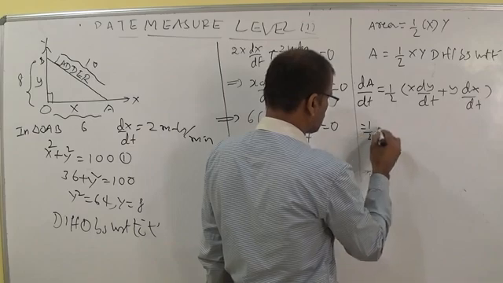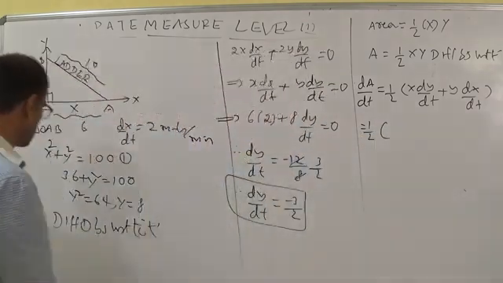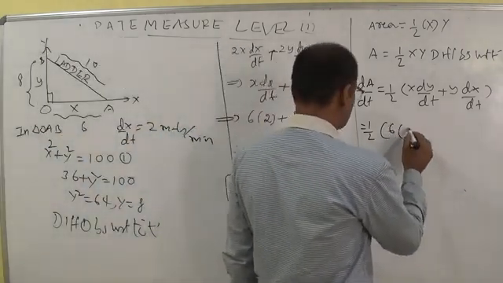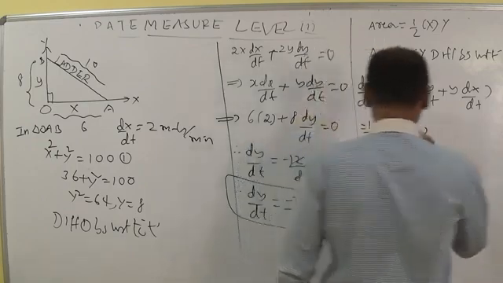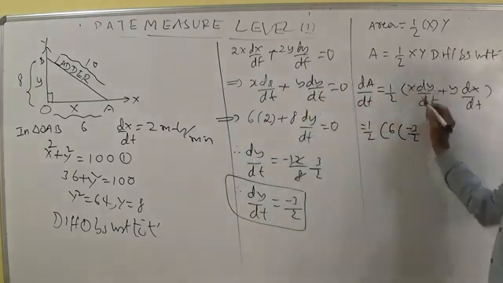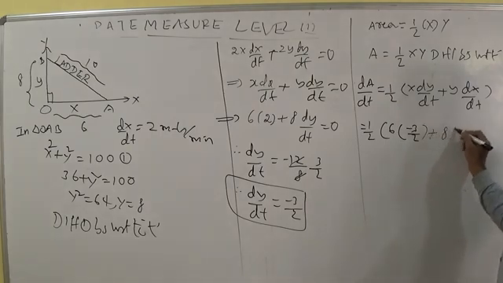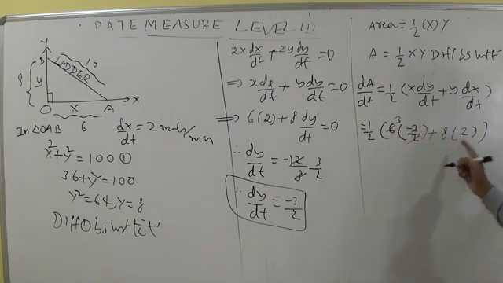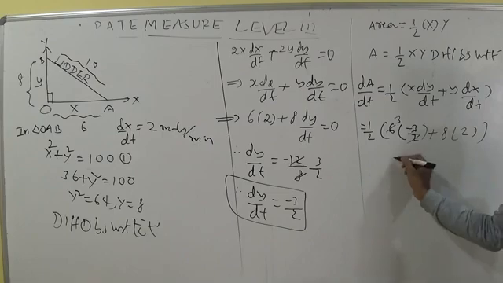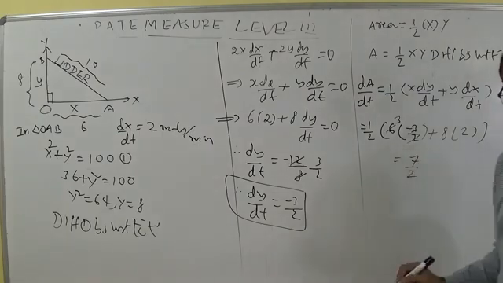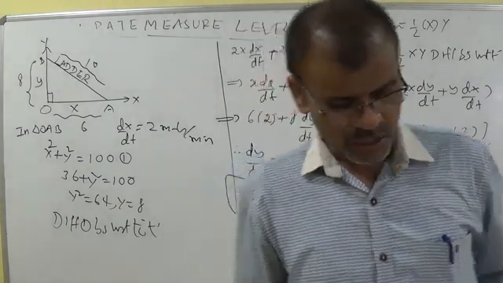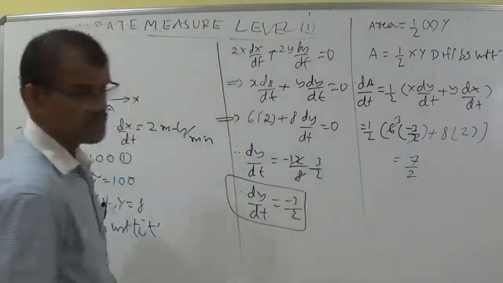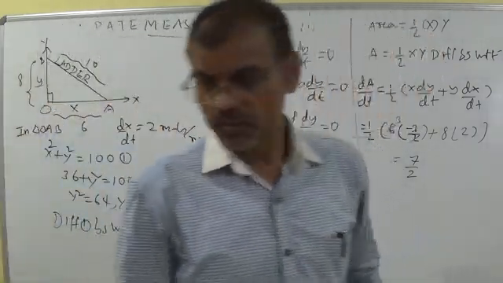Every value we calculated previously. 1 by 2 into, what is the value of x here, x is 6, and dy by dt we just now calculated as minus 3 by 2, plus y value 8 and dx by dt he has given as 2. The value we can consider as 3 times 8 is 16 minus 9, which is 7. You can say that the rate of increase in the area is 7/2. Already he has given the unit as square meter per minute. Area indicates units as square meter per minute.